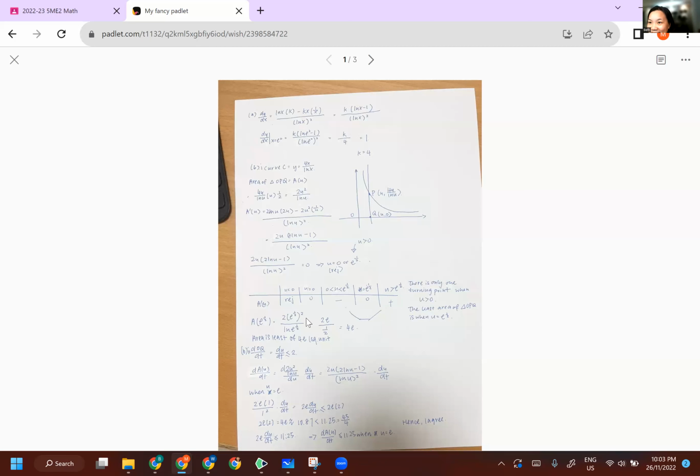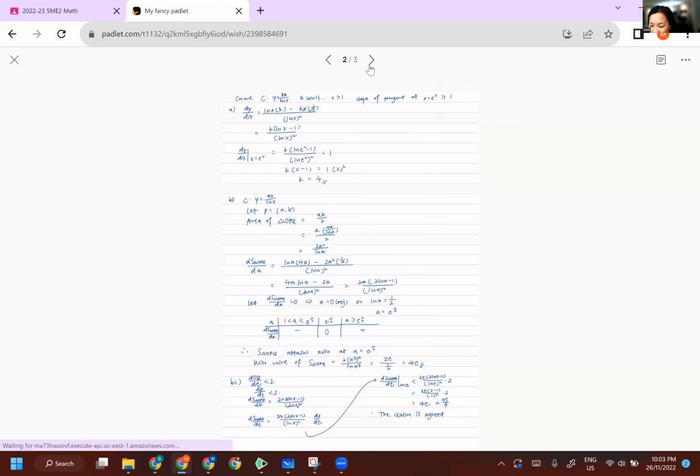Okay. The last one, OQ is increasing, not exceeding 2 units per second. So du/dt is smaller than or equal to 2. And I believe Hei's answer is strictly smaller than 2, smaller than or equal to 2. And then dA/dt, in this case ds/dt, can be found.